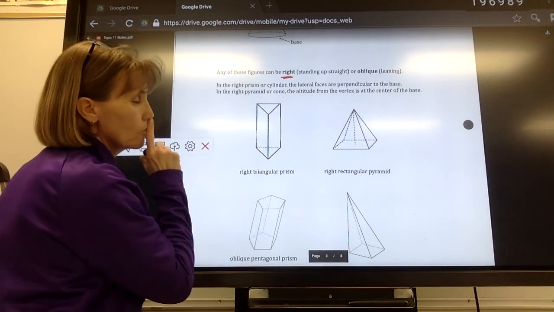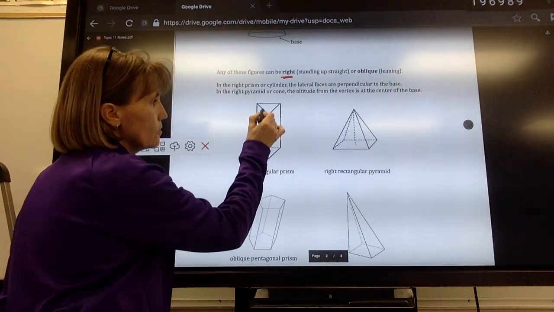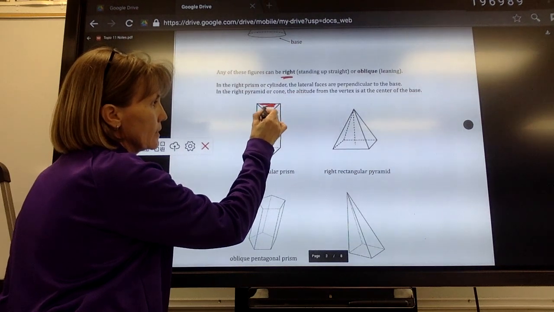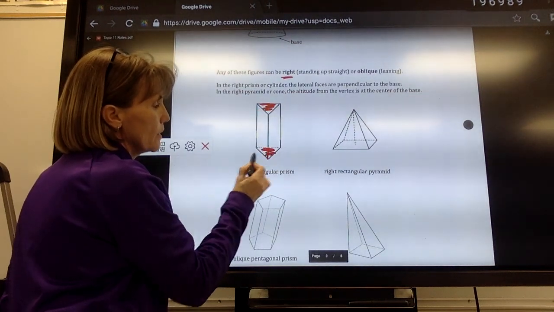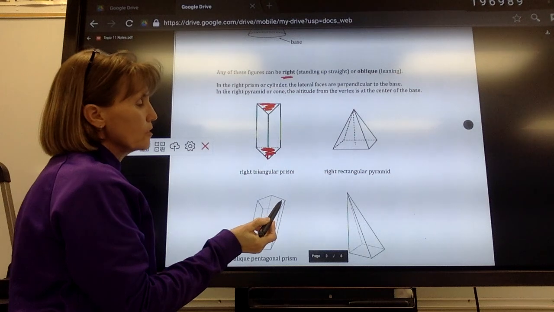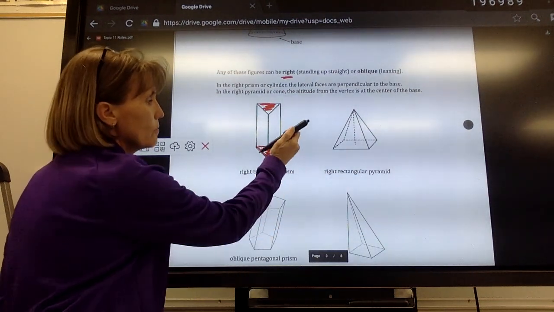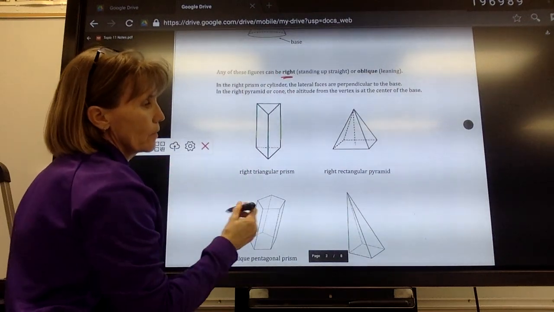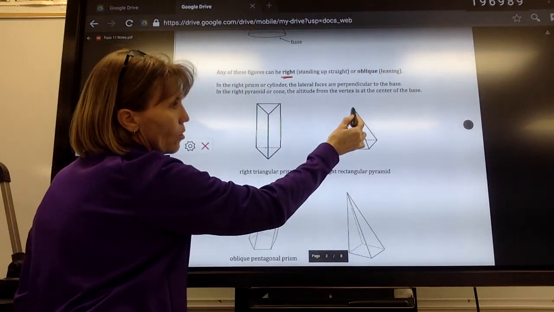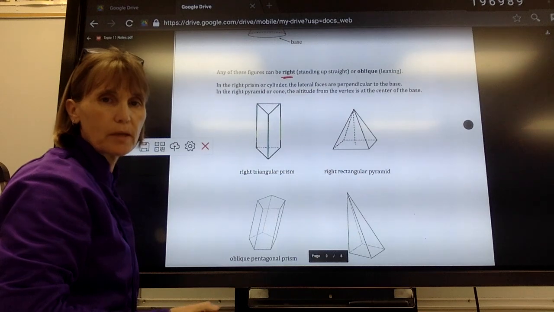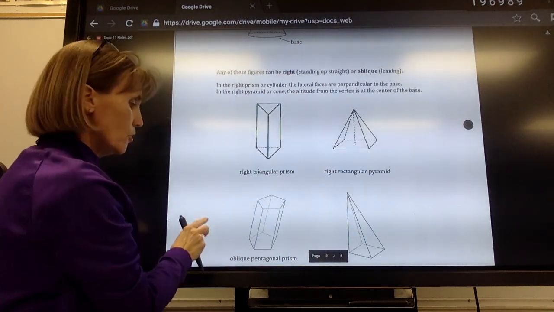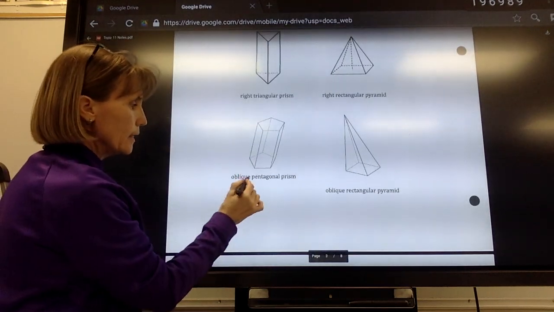Okay, right triangular prism. It's a prism because it's got a base at the top that's the same shape as the base at the bottom. So it makes it a prism. That base is a triangle, so it's a triangular prism, and it's standing straight up and down. Okay, the pyramid is a right pyramid as well because it's not leaning. Okay, but you can see examples here that are oblique.